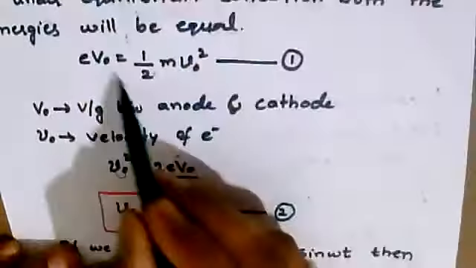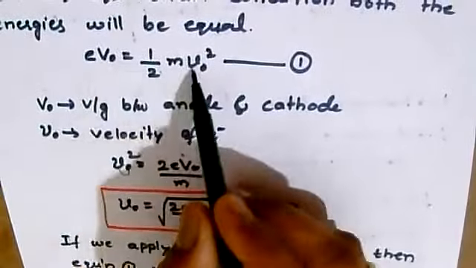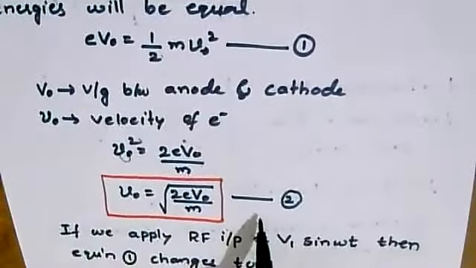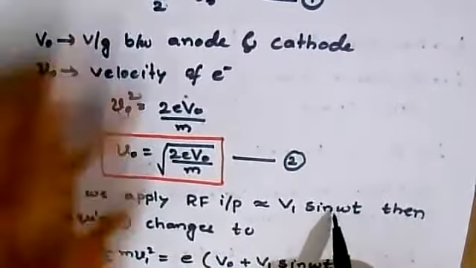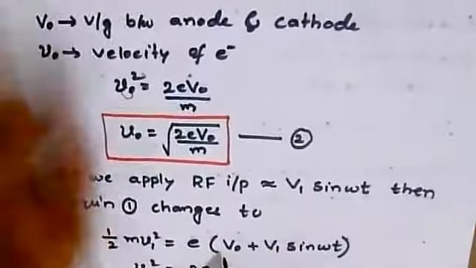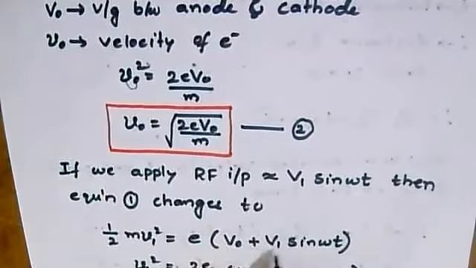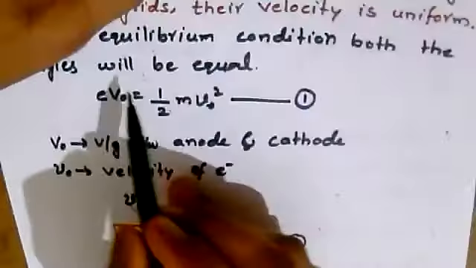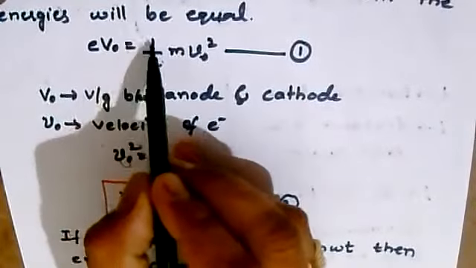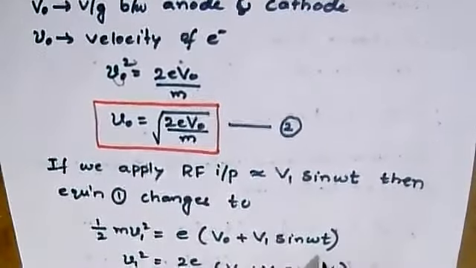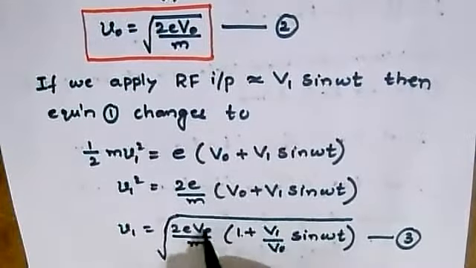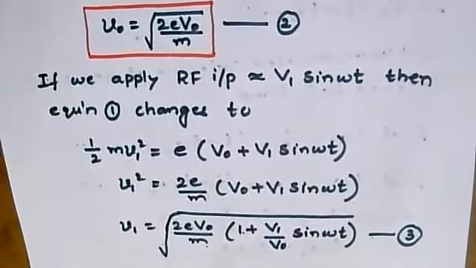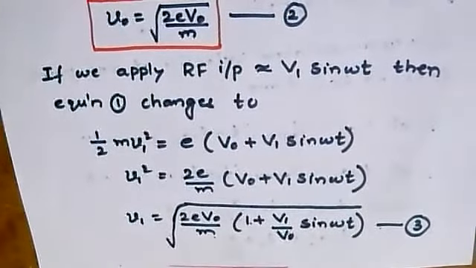So what I have done: kinetic energy is equal to the static energy, and we simplified here in equation 2. After that, we considered the RF input influencing this electron beam. When we consider this, the static energy also has the term V1 sin omega t included. See here, V0 plus V1 sin omega t. We are adding another term over here. After simplifying, we get this final expression, which is replaced by v0, and I am writing it as 1 by 2. So that's the equation of velocity modulation.